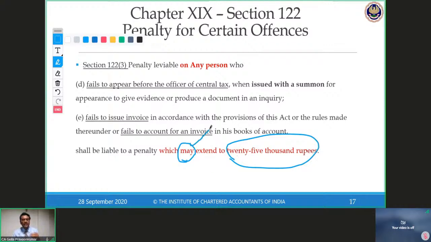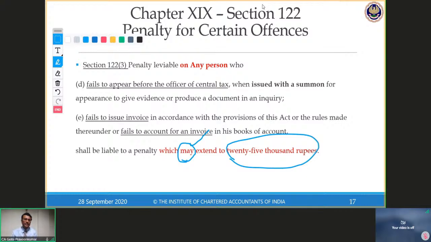It says "may". The term used is "may". So can 10,000 be levied as a penalty? Can 5,000 be levied as a penalty? Can 15,000 be levied as a penalty? It is a discretionary power. This is something which comes into your argument whenever there is a commitment of an offense. So this is one thing which we have to keep in mind with respect to section 122 subsection 3.